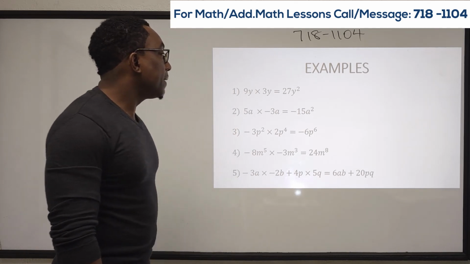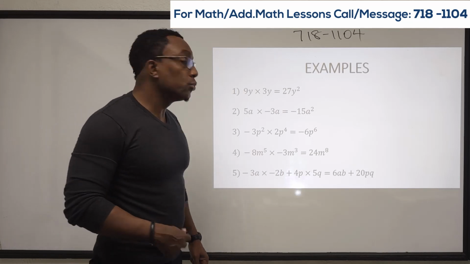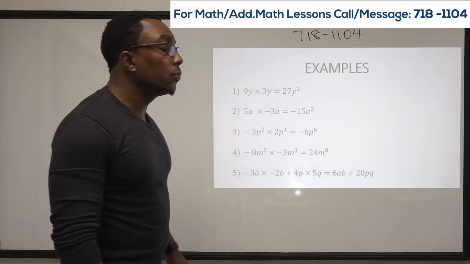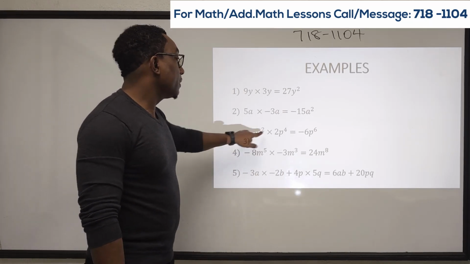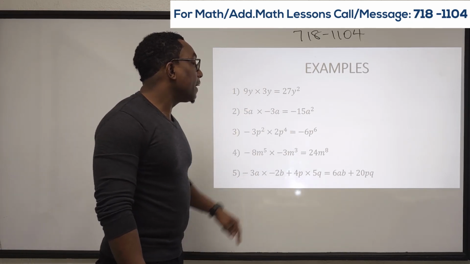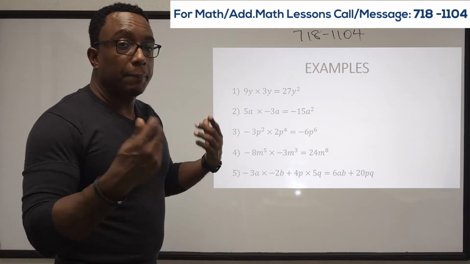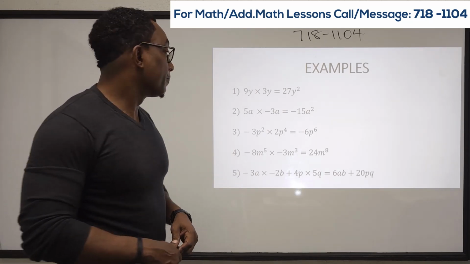Negative 3p squared by positive 2p to the power of 4, multiplying those two quantities, negative 3 by 2 will give me negative 6, a minus by a plus is a minus, 3 by 2 is 6, p to the power of 2 by p to the power of 4 gives me p to the power of 6. I add my powers provided the variables are the same.